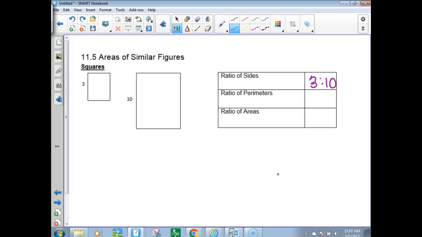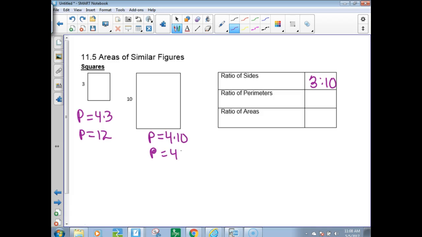Can't reduce 3 to 10, so that's the answer. Now, if you found the perimeter of the first figure, it would be 3 plus 3 plus 3 plus 3, which would be 4 times 3, or 12. The perimeter of the second one would be 4 times 10, so it would be 40.